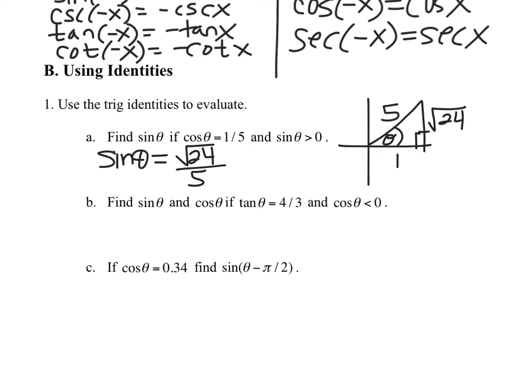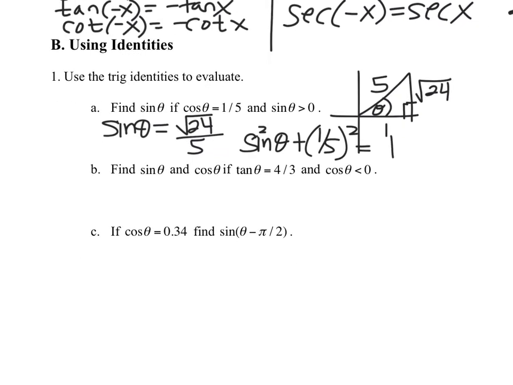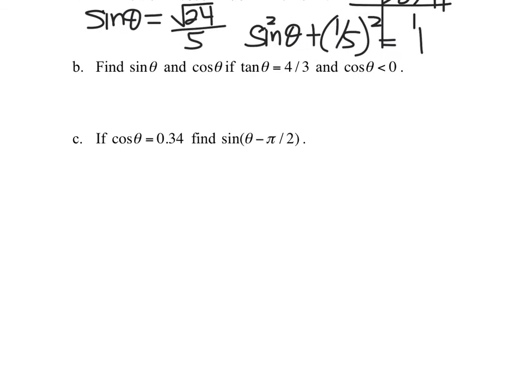Do you want to know what they wanted you to do? They wanted you to do this. Sine squared theta plus cosine squared theta equals 1. And they want you to square that, subtract it, take the square root. That seems like a lot of work when I can set up a triangle. Okay, the next one you can also set up a triangle too, so we're going to not do that one.